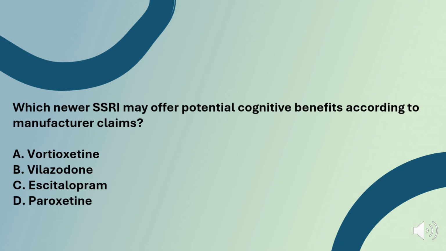Which newer SSRI may offer potential cognitive benefits according to the manufacturer claims? A, vortioxetine, B, vilazodone, C, escitalopram, D, paroxetine. So it's talking about which newer SSRI may offer potential cognitive benefits according to manufacturer claims. So we're wanting to know cognitive benefits, and we're wanting to know a newer SSRI. So if you're familiar with SSRIs and you can recognize any of these that are older, that's going to help you answer this question.